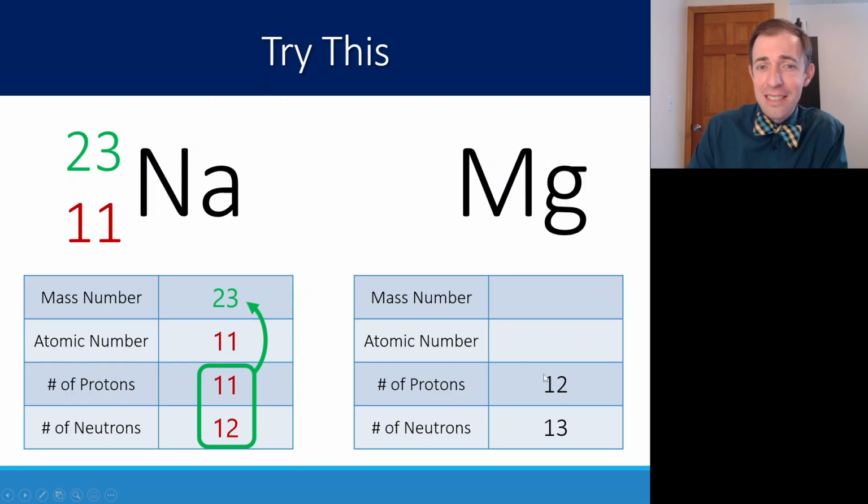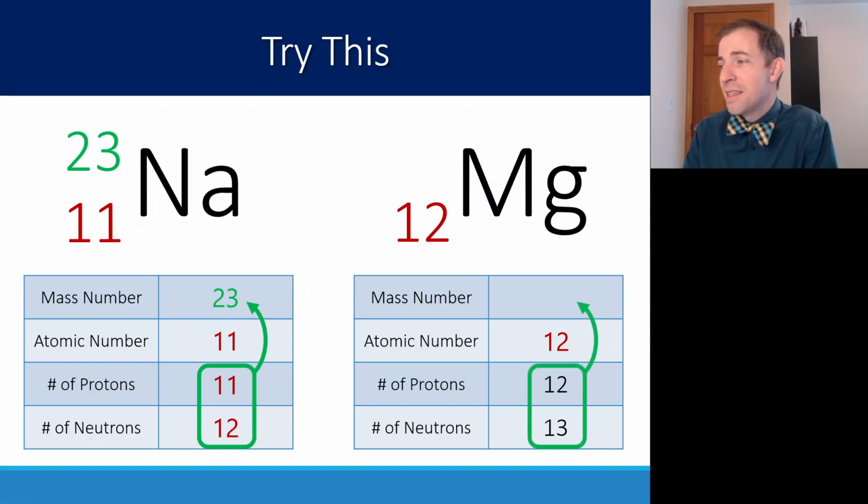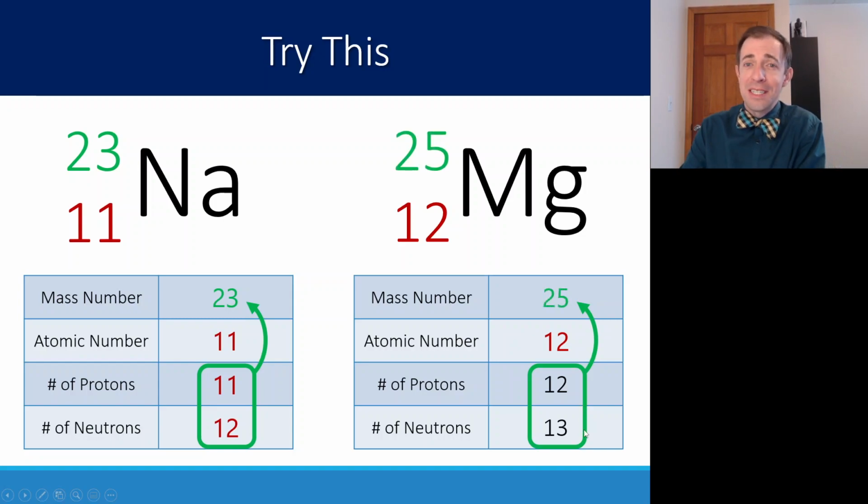Over here for magnesium, we see that it has 12 protons and 13 neutrons. Well, 12 protons is going to give us the atomic number. It's always defined by the number of protons. The mass number, again, is the same as the number of protons plus the number of neutrons. If I have 12 and 13, that means I have a mass number of 25. So the way we'll write this magnesium atom in standard notation is Mg with a 25 and a 12.